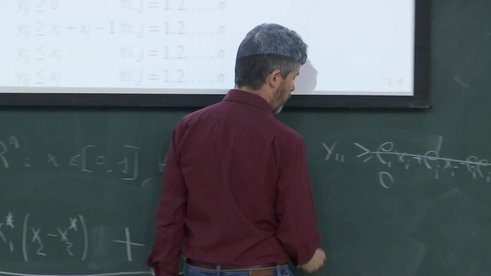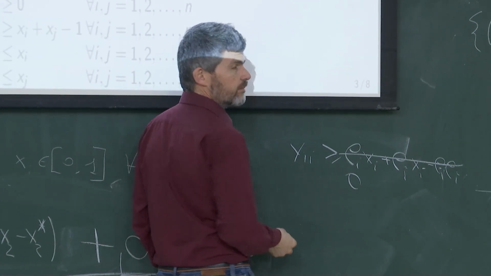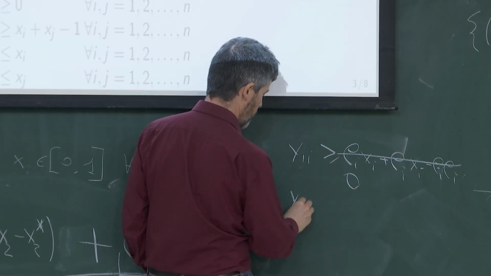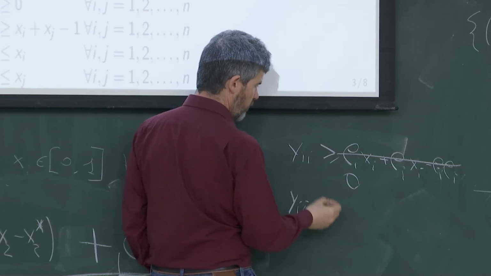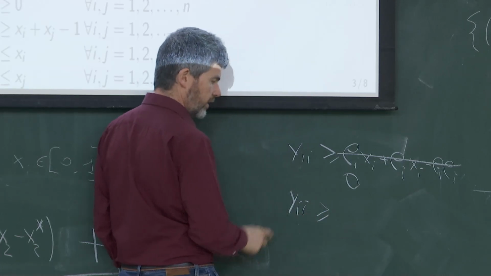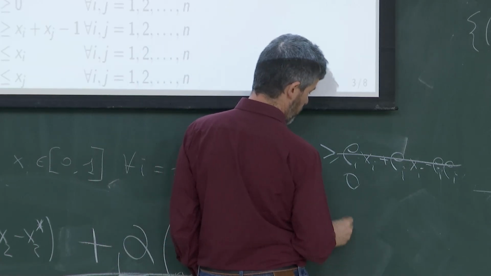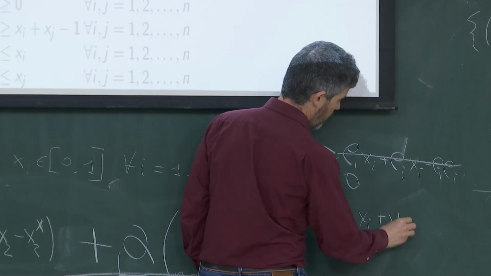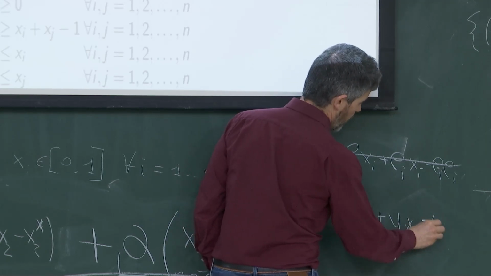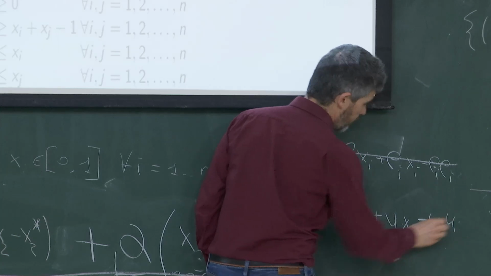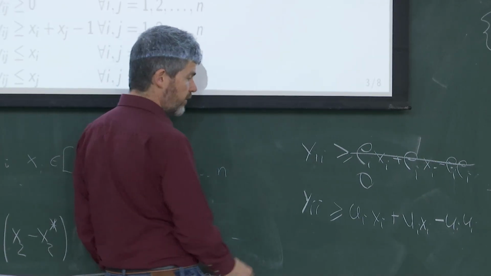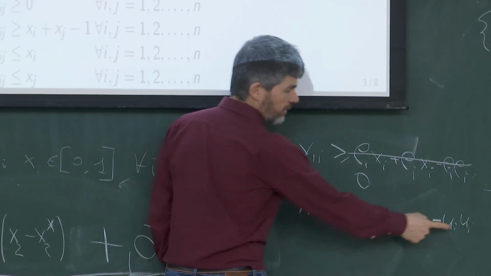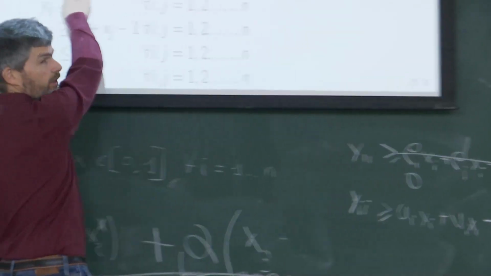And then the other McCormick inequality, I don't know if you know them by heart already, but they're usually simple to learn. The other McCormick inequality in the greater than or equal to form is ui times xi plus ui times xi minus ui times ui. All of the ui's are equal to 1, so what you get is yii greater or equal than 2xi minus 1. And that's the one you have.